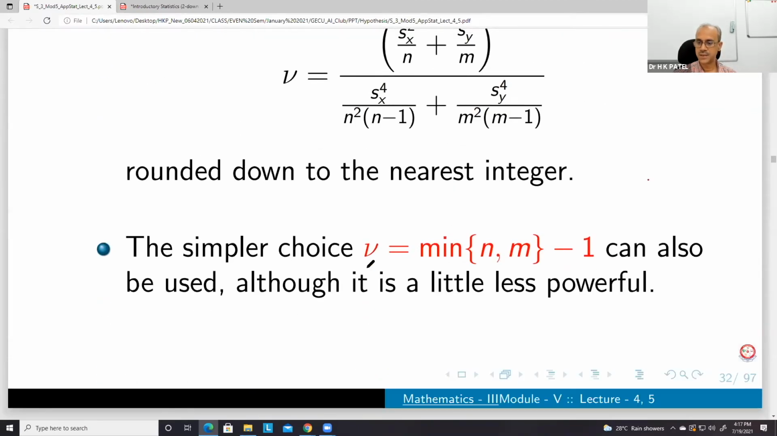Sometimes this degree of freedom is also used, but very rarely: minimum of n and n minus 1.